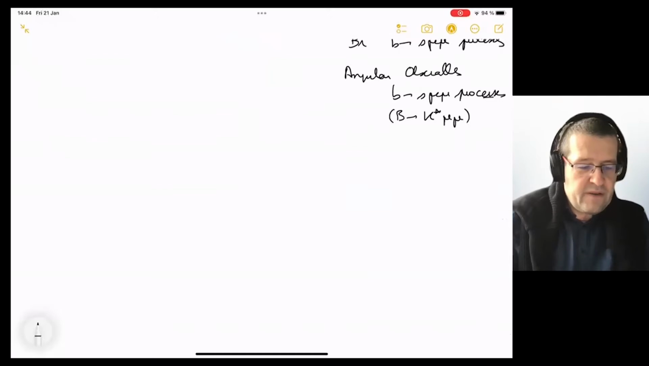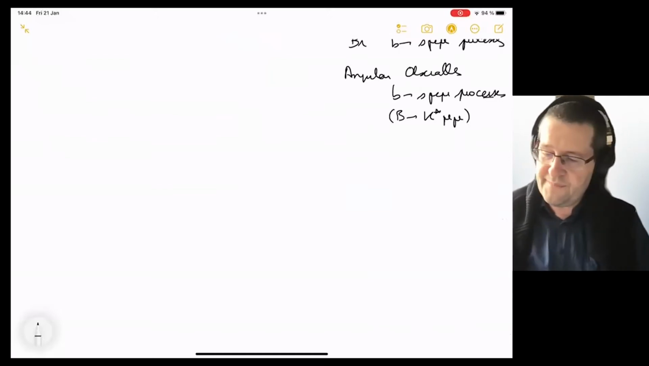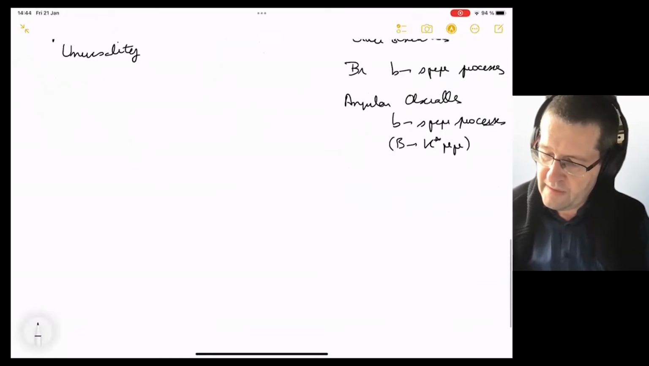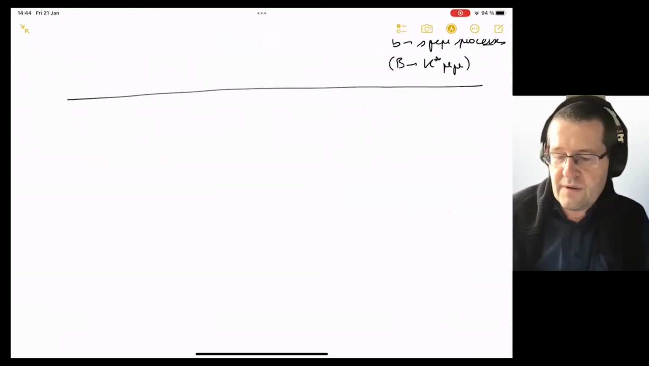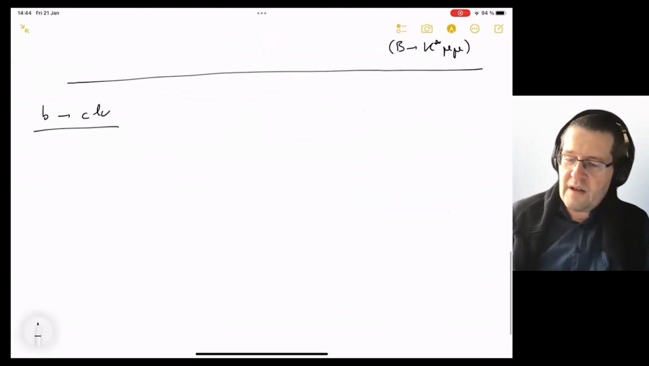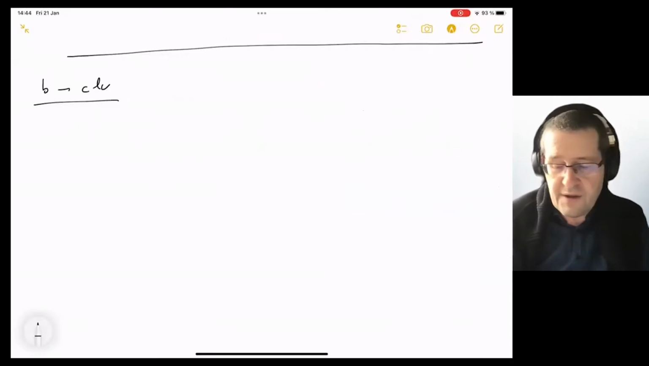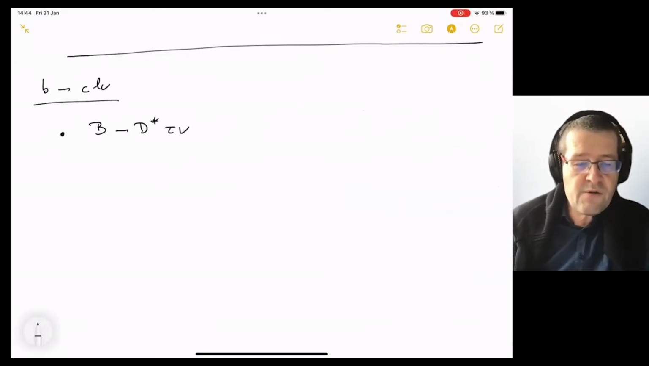Before, well, I will keep on with B2C. Actually, just for completeness, I mentioned that you had these deviations in RD star. Actually, you do have other constraints for B2D star tau nu.